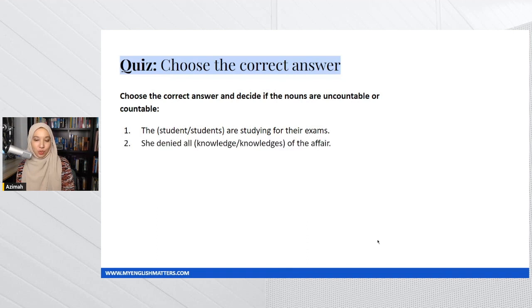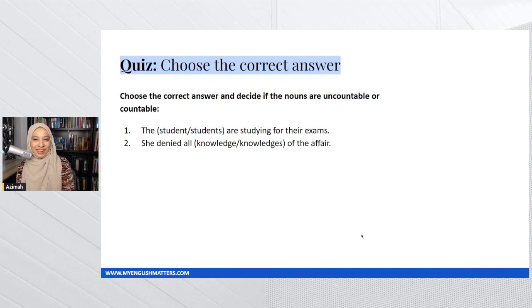Number 2, she denied all knowledge or knowledges of the affair. Once you choose the correct answer, decide whether the noun is countable or uncountable. She denied all knowledge or knowledges of the affair.